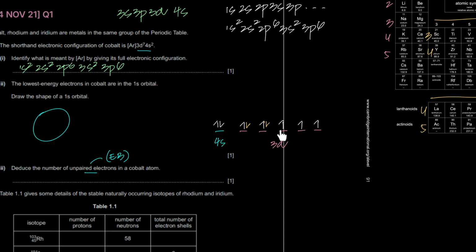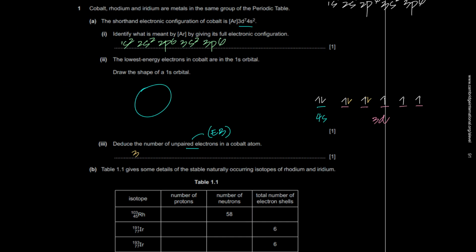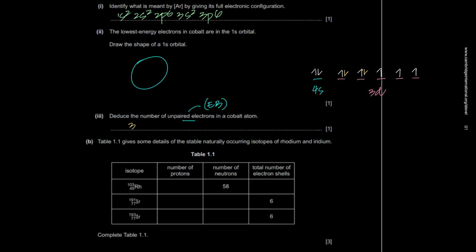So how many unpaired electrons are there in the cobalt atom? This is unpaired, this is unpaired, and this is unpaired. So how many? You have 3. That's the number. Easy peasy lemon squeezy.